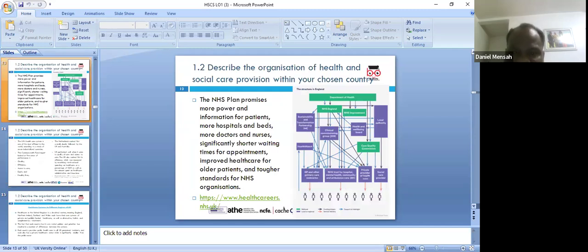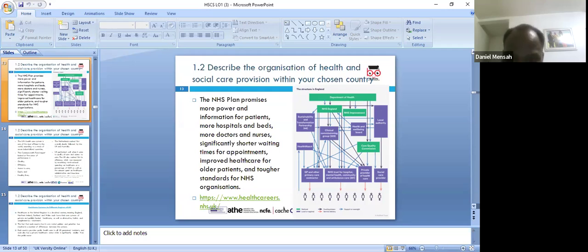And what is the primary core of the NHS? The NHS plan promises more power and information for patients, more hospitals and beds. And you realize that in recent years, for the past 2 years, there's been a struggle within the NHS where they lack nurses and support workers. Hence the introduction of the Health and Care tier 2 visas to allow foreigners to come into the country and help with the shortage within health and social care and also within the NHS.